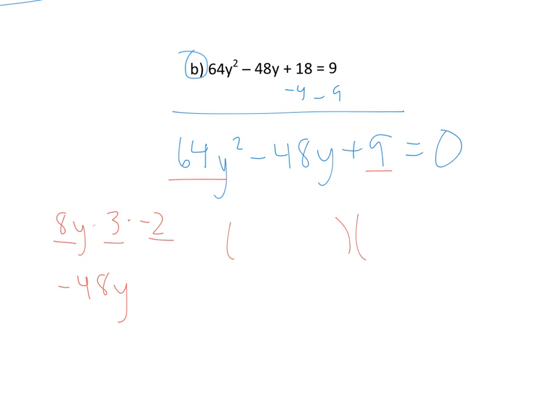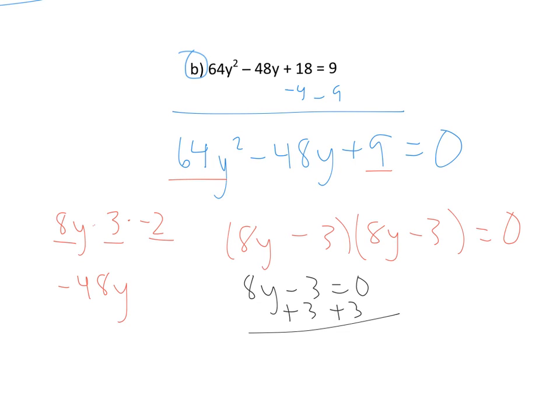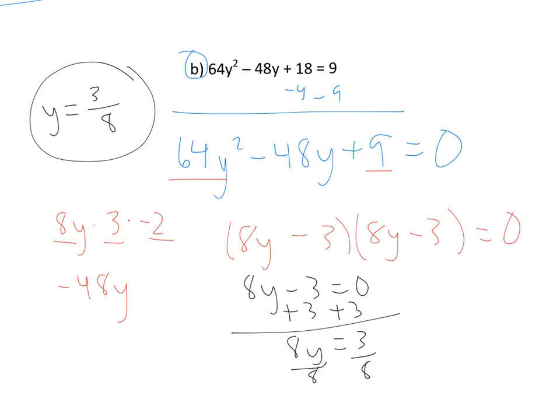So let's factor this into two binomials that are this exact same. And I get 8y here, 8y there, 3, minus, minus. So really, I only have to solve one of these because I'll get the same answer twice. So if I set 8y minus 3 equal to 0, I add 3, get 8y equals 3, divide by 8, and I get y equals 3/8. So that is my solution to 17b.